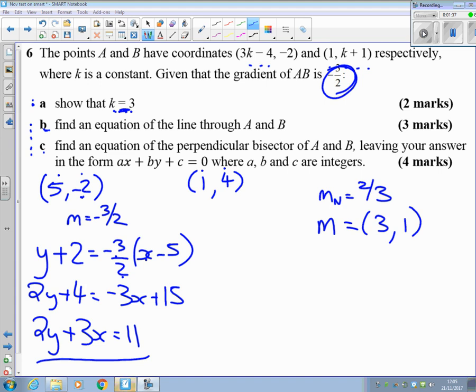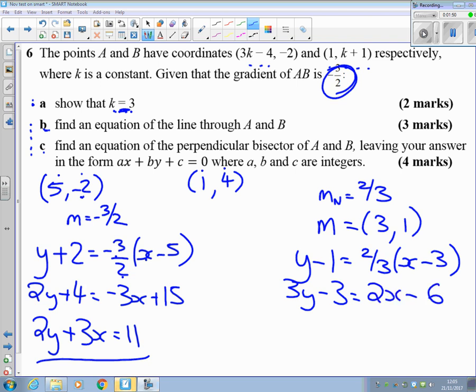And then you've got the same idea again. y take away the y number equals gradient times x take away the x number, times by 3, multiply out the 2, and I've got 3y minus 2x equals minus 3, or 3y minus 2x plus 3 equals 0. Any way of writing those answers there. So that's 7 marks.